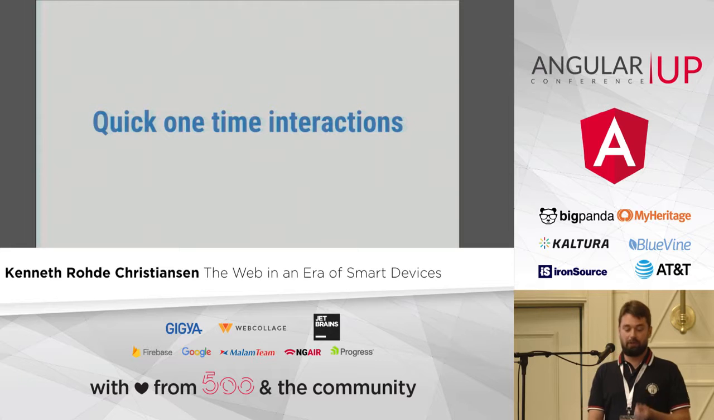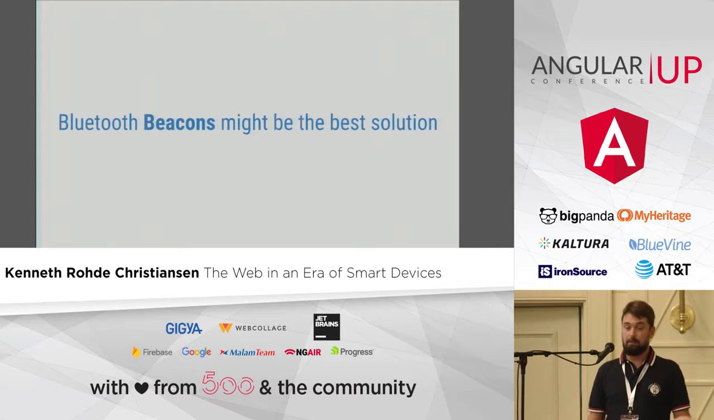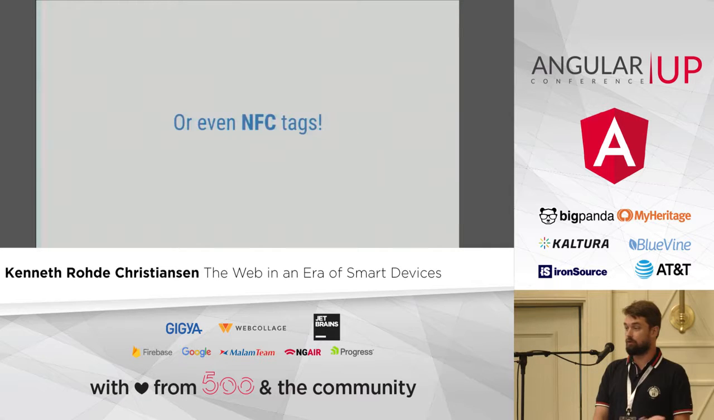I told you the web is really good for these one-time interactions. But there are a lot of companies out there that track things, because you want to track your packages, your storage, what products do we have, etc. And that's really cool. But people usually use something like NFC or barcodes for doing those things. Maybe using this Bluetooth beacon I showed you before is the right solution.